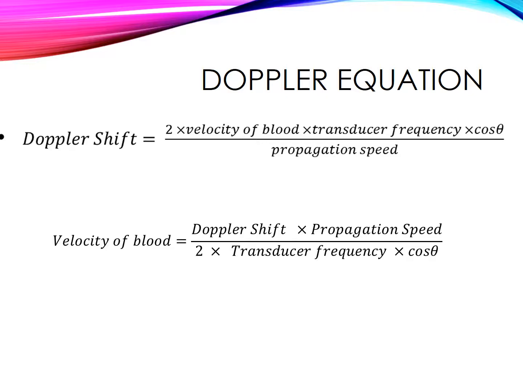As far as memorizing these, if you can memorize the Doppler shift equation, what it equals, you should be able to then rearrange everything mathematically, balancing out the equation to understand how velocity of blood is calculated.